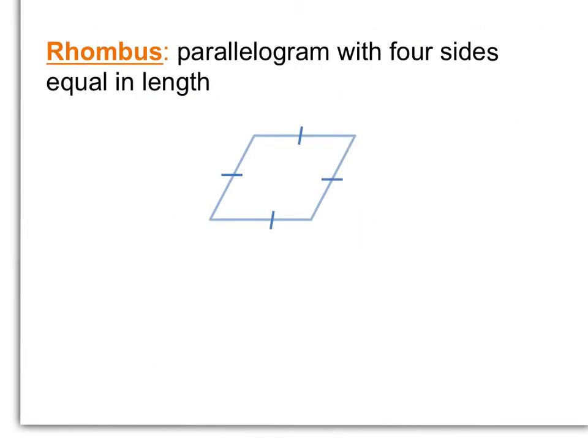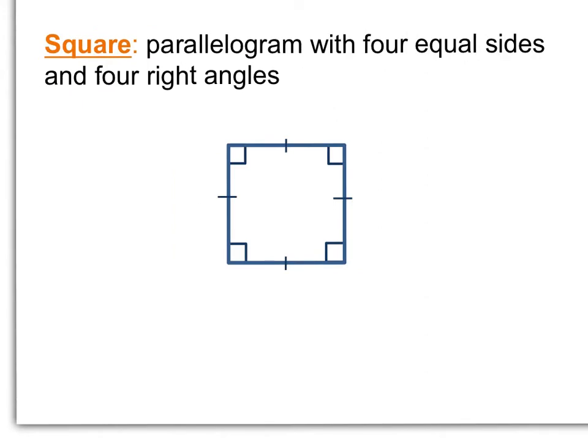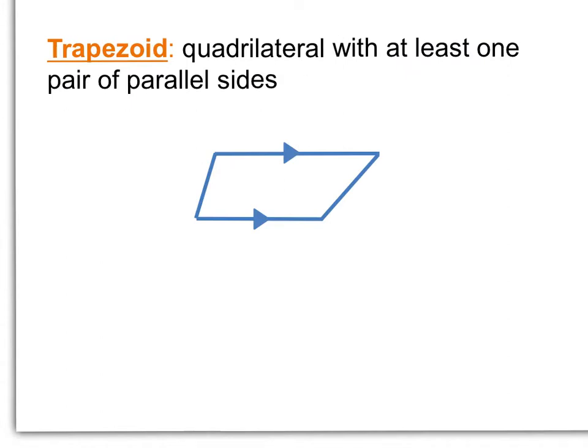A rhombus is a parallelogram with four sides equal in length. A rectangle is a parallelogram with four right angles. A square is a parallelogram with four equal sides and four right angles. A trapezoid is a quadrilateral with at least one pair of parallel sides.